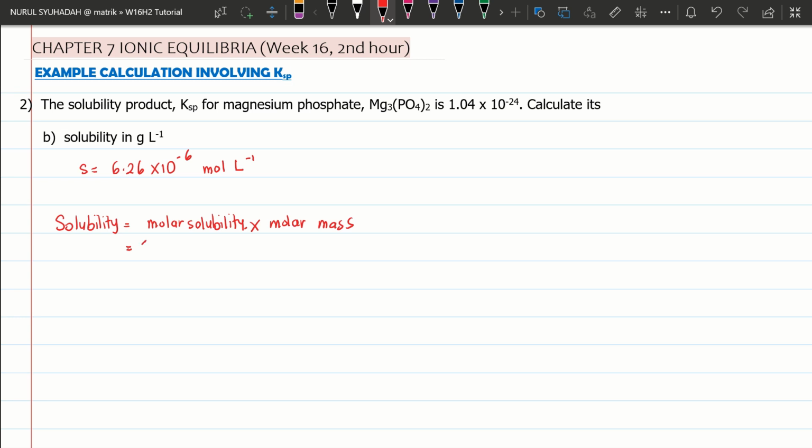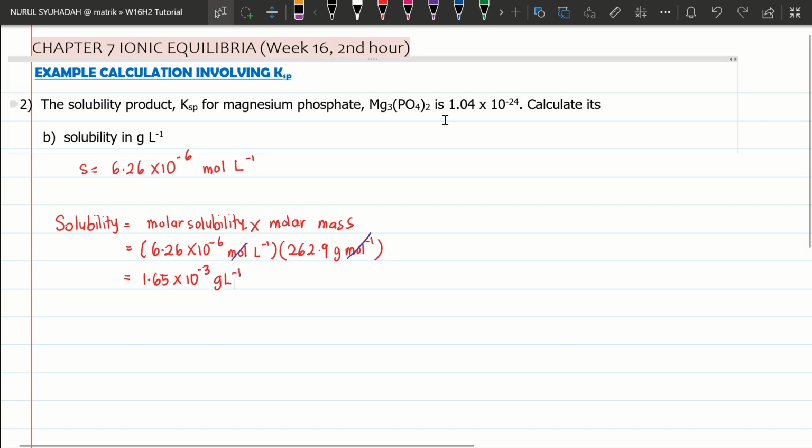So molar solubility tadi adalah 6.26 darab 10 negatif 6. So mol per liter. Okay, times the molar mass is 262.9 gram per mole. Okay, so dekat sini kita akan cancelkan mol. Mol negative 1 darab mol cancel out. So you will get your answer Ks 1.65 times 10 to the power of negative 3 gram per liter.